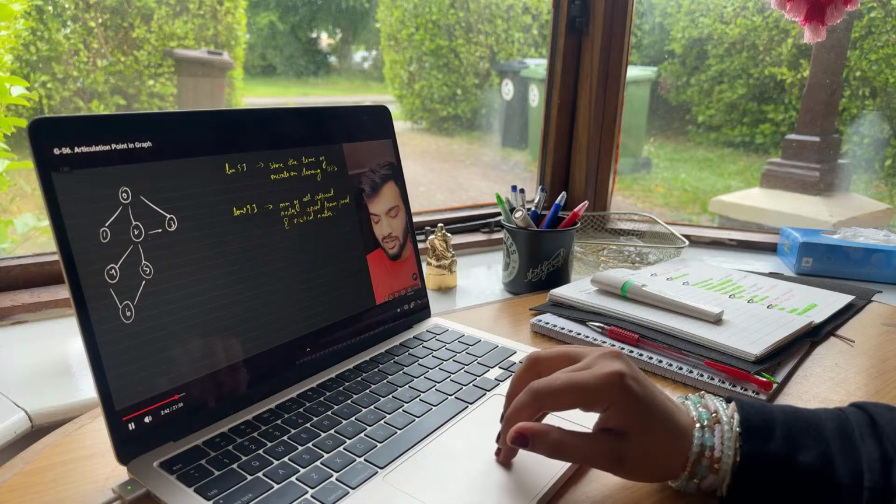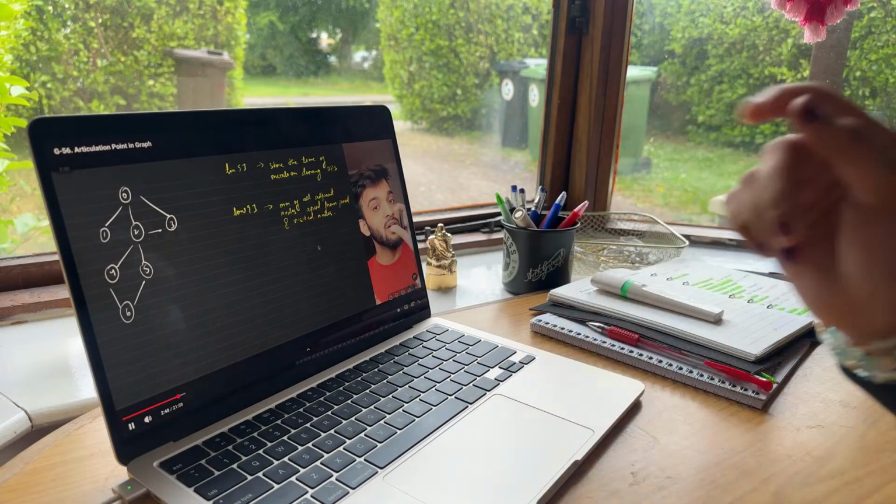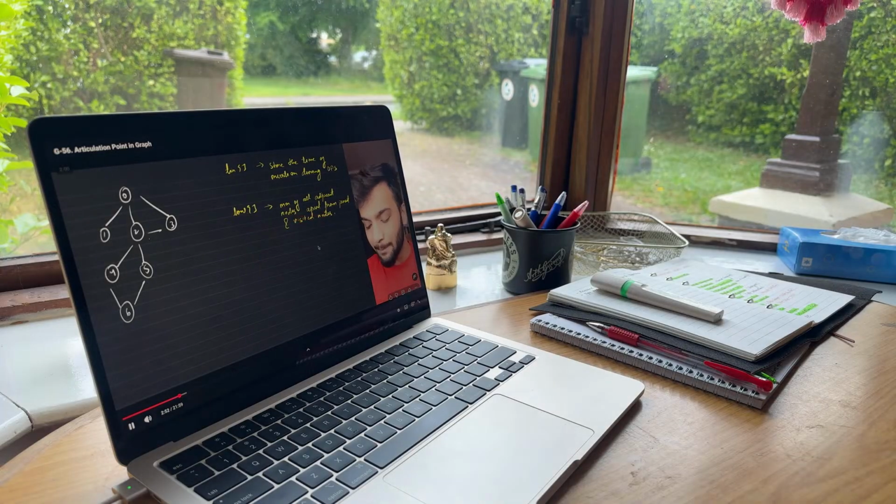Remove visited nodes. Do not take the parent and do not take visited nodes. Why not visited nodes? I'll explain. In the bridges video, there was nothing as visited nodes. There was simply apart from the parent. Over here, it's apart from the parent and apart from the visited nodes. Why? We will talk about that in depth when I take this example.